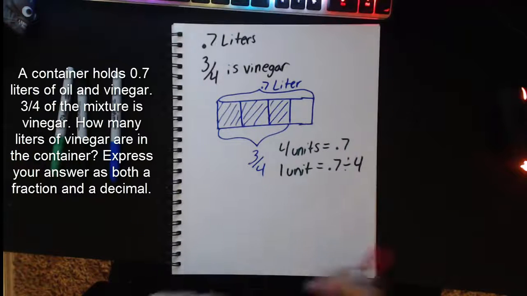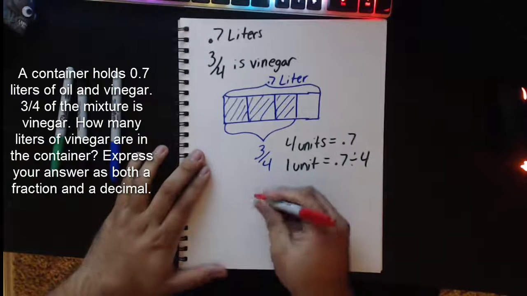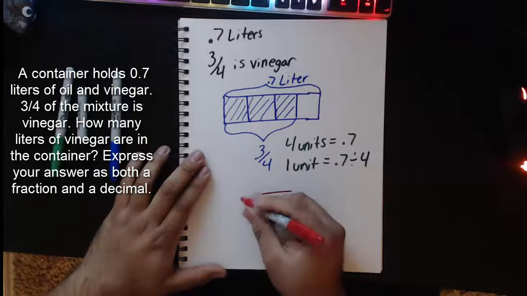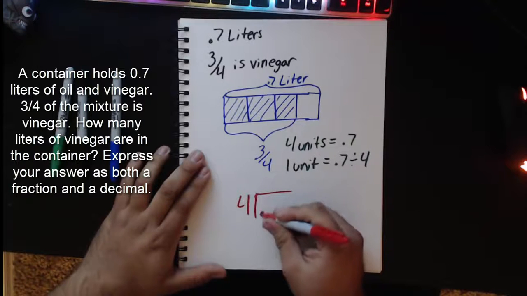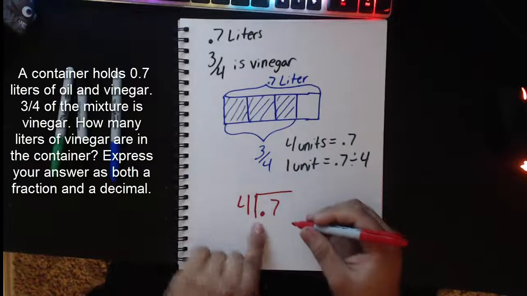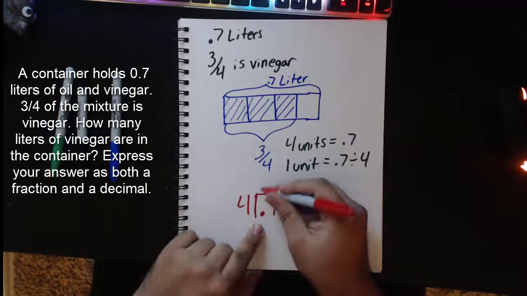So let's go ahead and divide that. Well, here's my little box. Here's my 4. And here's my 7/10. Well, there's my decimal. Bring that up with me. There we go.